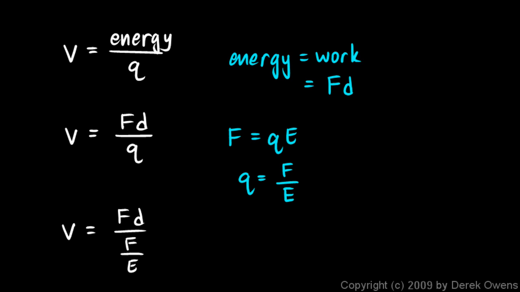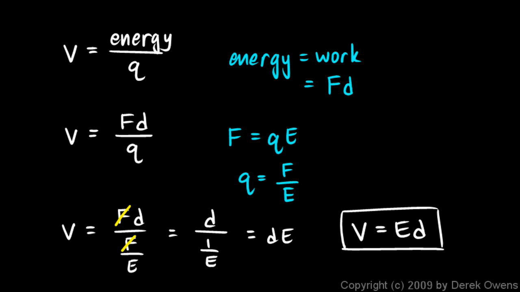And then I can simplify this. The F's cancel out, and that leaves me with D over 1 over E. That E down there is in the denominator of the denominator. And mathematically, that's the same thing as being in the numerator. So this is simply equal to D times E. And so voltage V is equal to this. And that equation is commonly written like this. V is equal to ED.